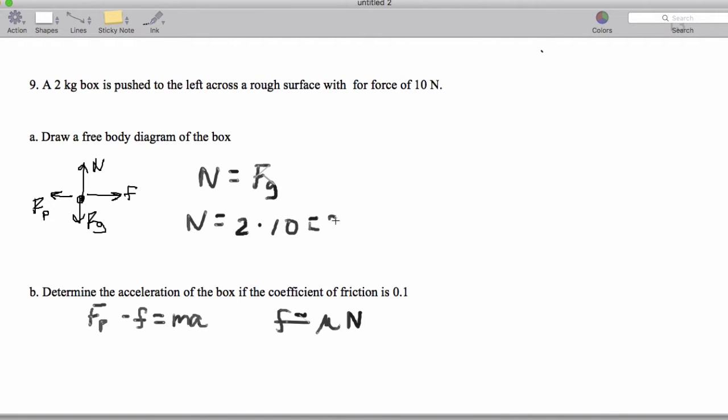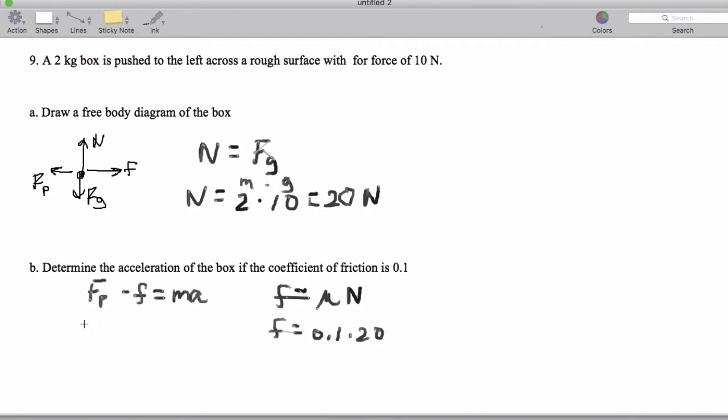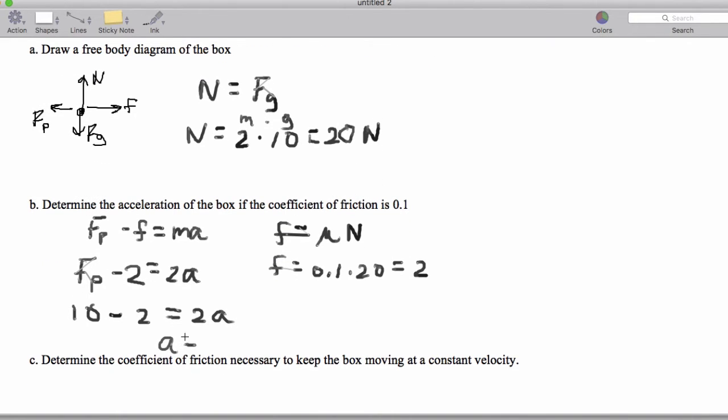Again, I'm taking the mass times the gravitational strength. That's M, and that's G. So now the friction force is going to be 0.1 times 20. So I'm getting pushing force minus 2 equals 2 times A. The pushing force is 10, so 10 minus 2 equals 2A. And A is going to be 4 meters per second squared.